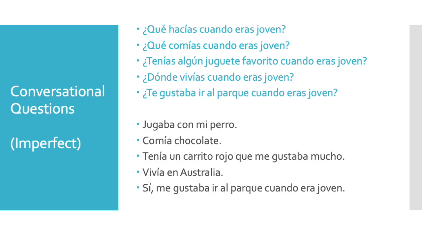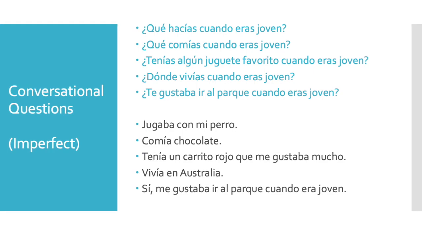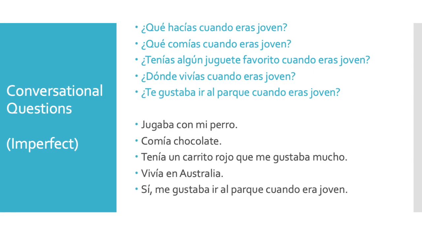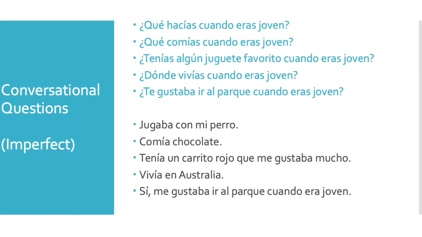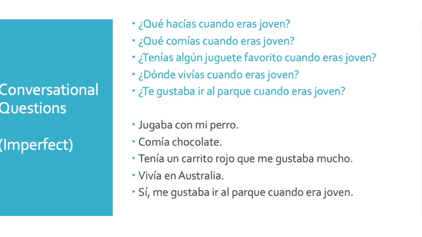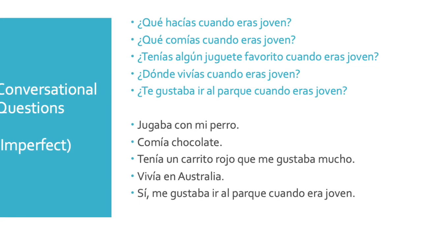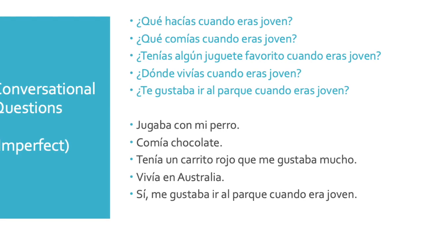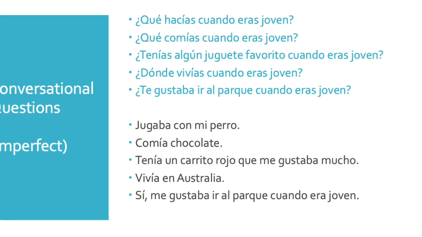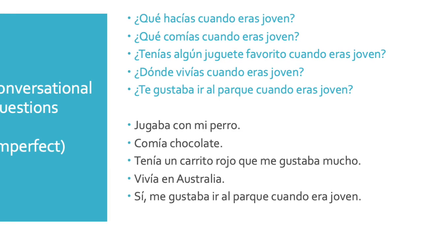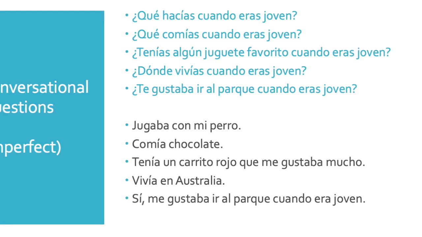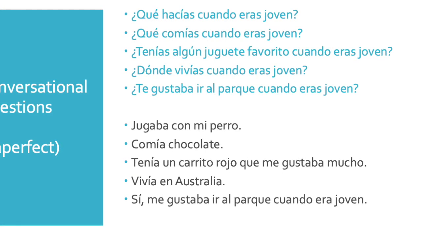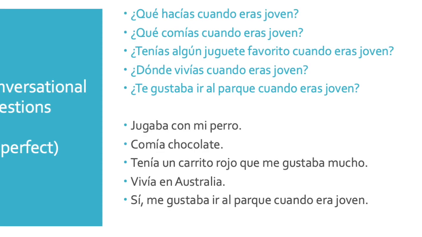Now we have the conversational questions using the imperfect tense. As I read each question, feel free to pause the video to practice formulating a response. I have examples of responses at the bottom, but your answers may differ. ¿Qué hacías cuando eras joven? ¿Qué comías cuando eras joven? ¿Tenías algún juguete favorito cuando eras joven? ¿Dónde vivías cuando eras joven? ¿Te gustaba ir al parque cuando eras joven?